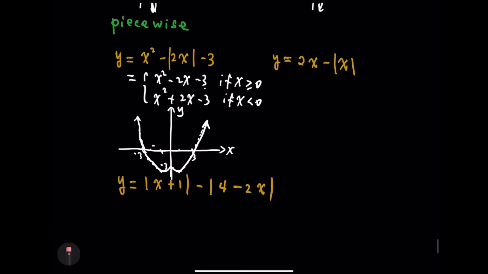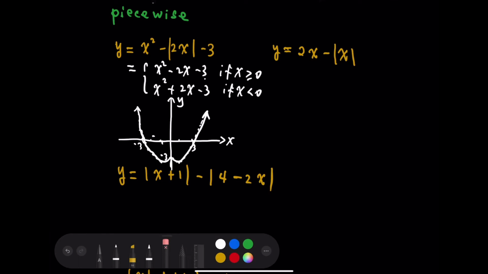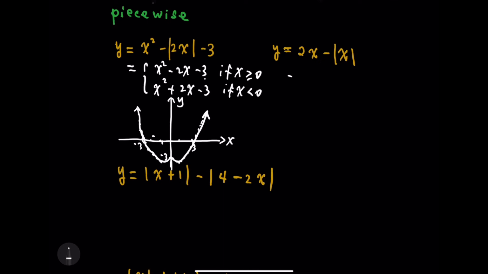Okay, now let's see the next questions. Is y equals 2x minus absolute value x. So we're going to change to piecewise. First is when x positive, it becomes 2x minus x. This is if x is bigger than or equal to 0. Then the second will be 2x plus x. This is if x is less than 0.